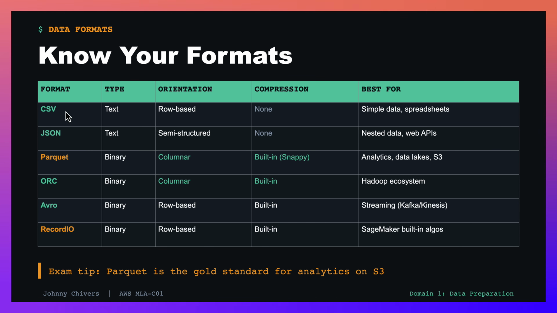So the first one is a CSV file. It's comma separated values. I think everyone knows what CSV is, but it's important to remember that it's in a text format.